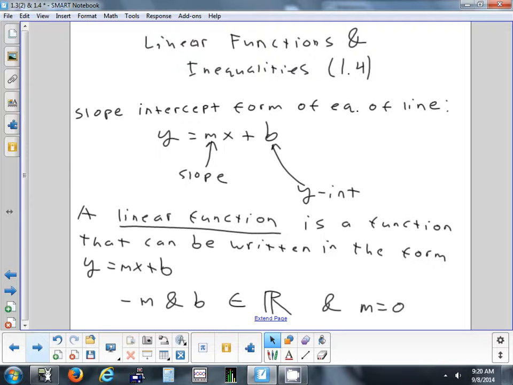The slope and the y-intercept can be any real number that you want. Positives, negatives, fractions, or decimals. The only restriction, this should say not equals: the slope can't be 0, because then you don't have a linear function, you have a constant function. Y equals 2. If your slope is 0, you're wiping out your x value. So m and b can be anything you want, except the slope cannot be 0.